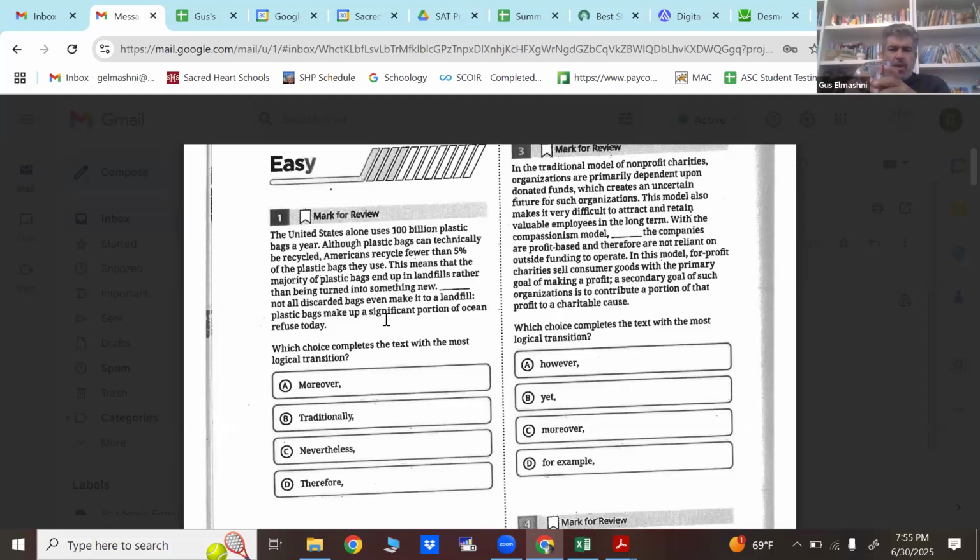The U.S. alone uses 100 billion plastic bags a year. Although plastic bags can technically be recycled, Americans recycle fewer than 5% of the plastic bags they use. This means that the majority of plastic bags end up in landfills rather than being turned into something new. Blank, not all discarded bags even make it to a landfill. Plastic bags make up a portion of ocean refuse today. So are we contrasting, or are we giving another reason? We're giving another reason. We're not contrasting, so I wouldn't say nevertheless, I wouldn't say C. Is it A? Yeah, I'd say moreover, because you're giving another reason.